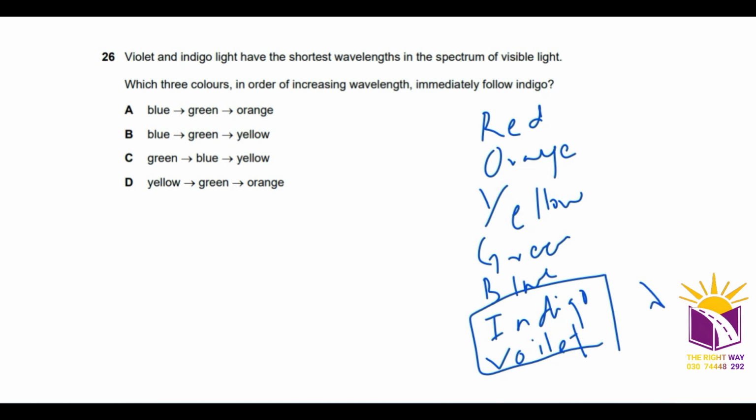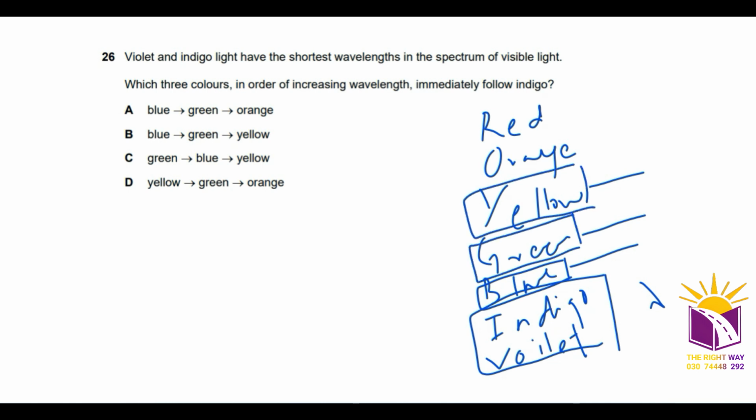Okay, which colors in order of increasing wavelength after indigo? So blue, then green, then yellow. Blue has the smallest wavelength, green has a larger wavelength than blue, and yellow is the largest among blue and green. So blue, green, yellow. Where is blue, green, yellow? We have the option B. You have to remember ROY G B I V.